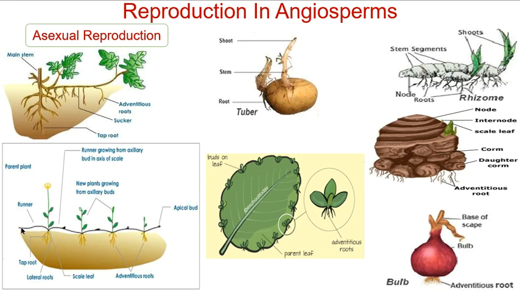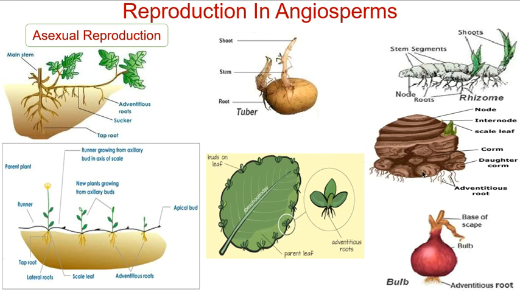Some of the methods are like runners: thin stems which run on the ground, and at some intervals they grow roots into the ground and shoots above the ground, thus making new plants. In the plantlets, the marginal areas of the leaves have some spots through which roots and leaves grow, and thus make new plants.